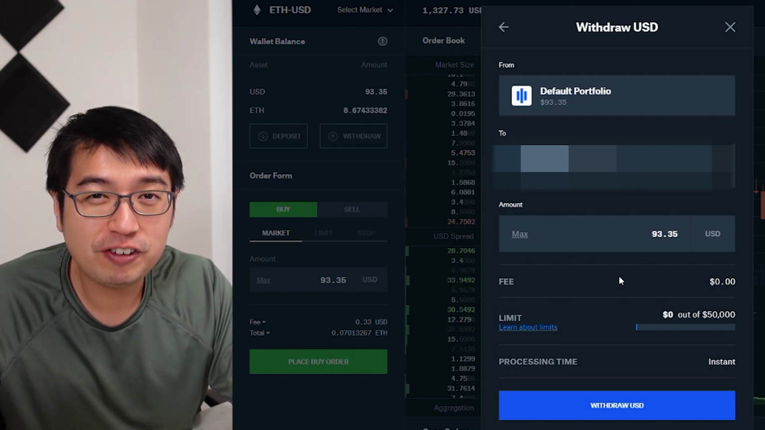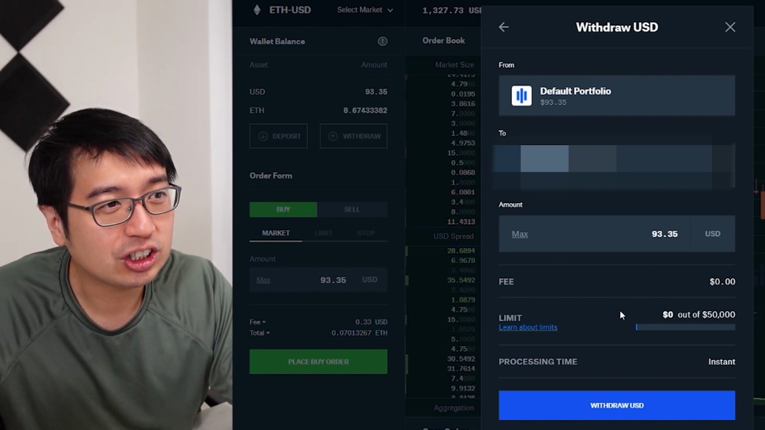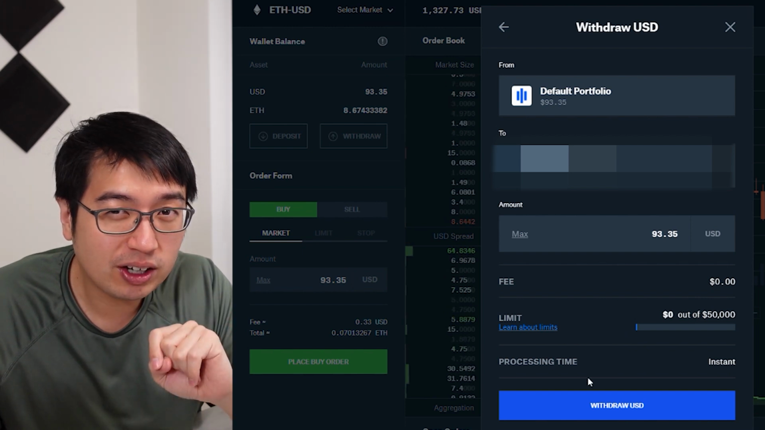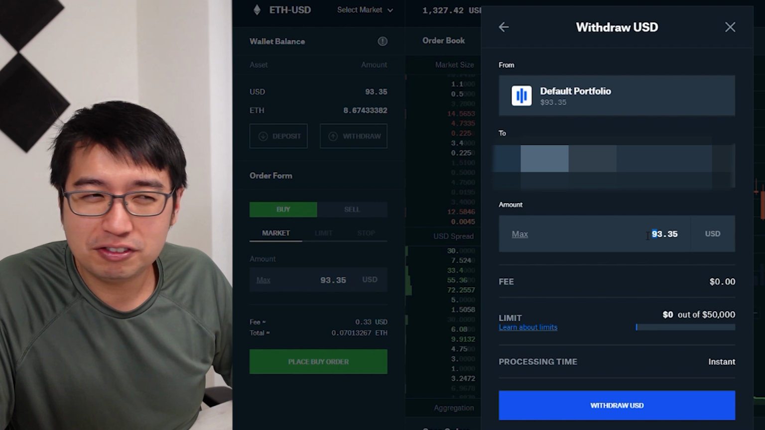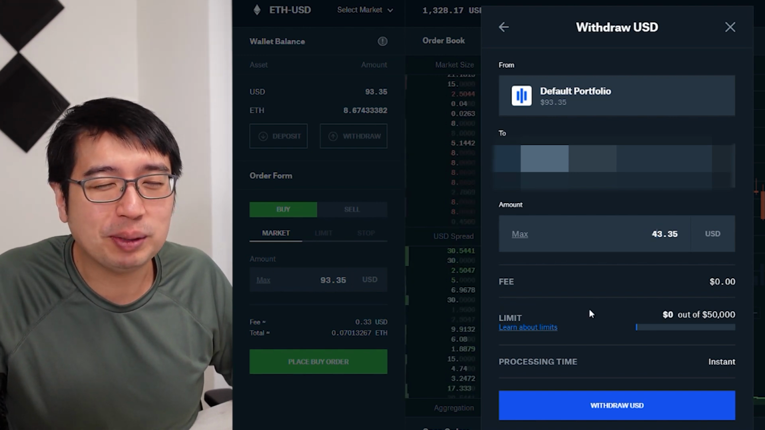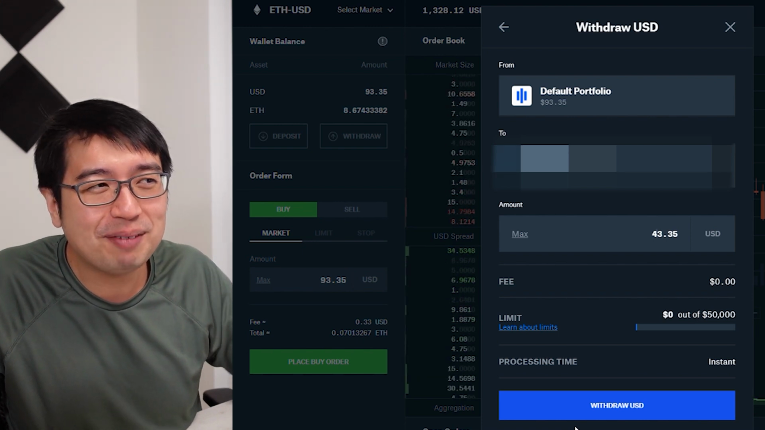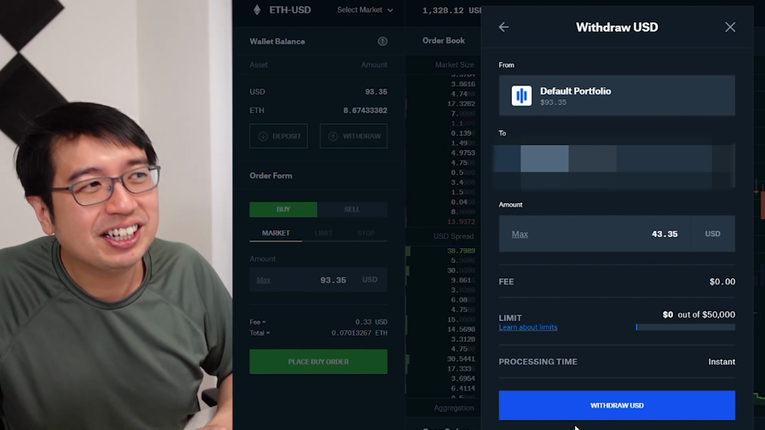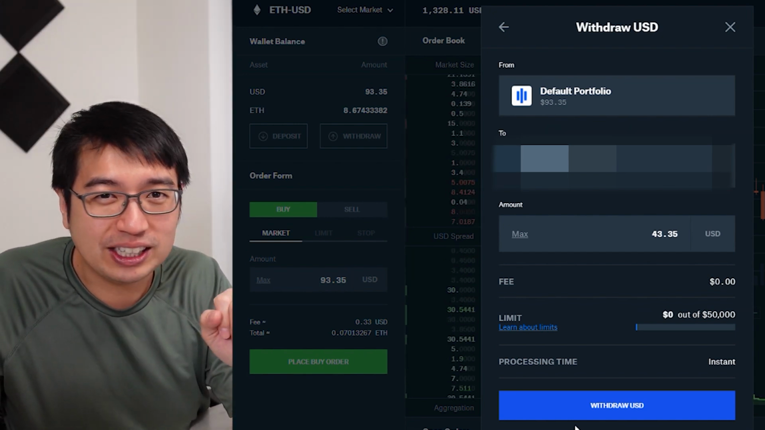There is no fee for an ACH transfer, and this is just an ACH transfer. So right now I'm withdrawing $93 back into my bank. Actually, let's make it $43. It's going to be an oddly small deposit, but that's okay because we're going to trade that $50 on Coinbase Pro so you have a better idea of how things work.